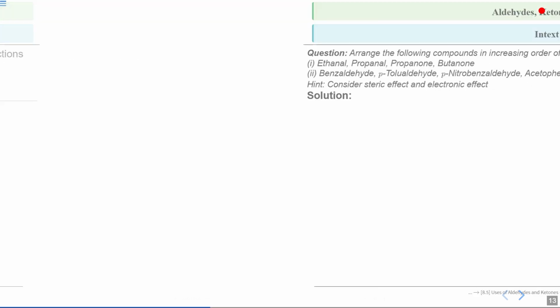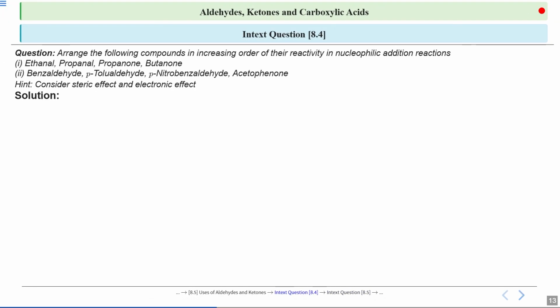Okay, let's move on to see the solution now. So first of all, we will talk about the factors that will affect the reactivity. We have to arrange it in the order of the nucleophilic addition reactions. So first we will see what are the factors which affect this reactivity. When we are able to sort these factors out, then we will be able to reach the solution. First factor is electronic effects.